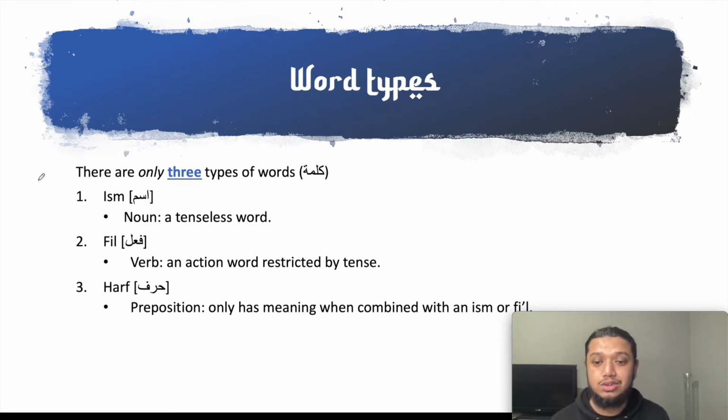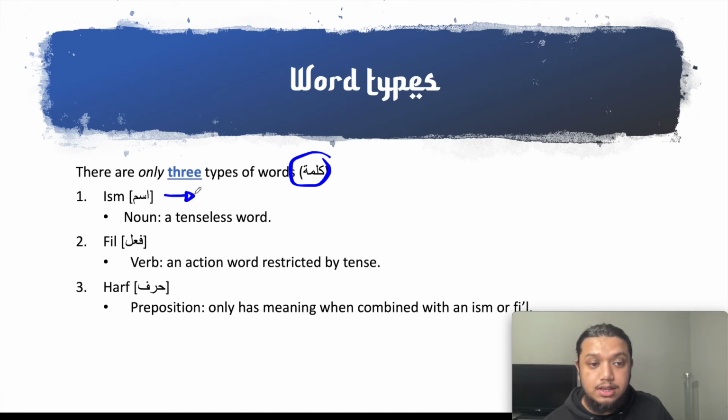Unlike English grammar, where grammarians tend to make things complicated and have 8 to 12 different types of word classifications, alhamdulillah, in Arabic you'll be relieved to know there are only 3 types, because as I said, Arabic is a simple and easy language. So the word kalima in Arabic just means word. A word that has meaning is a kalima. So the first type of word is ism.